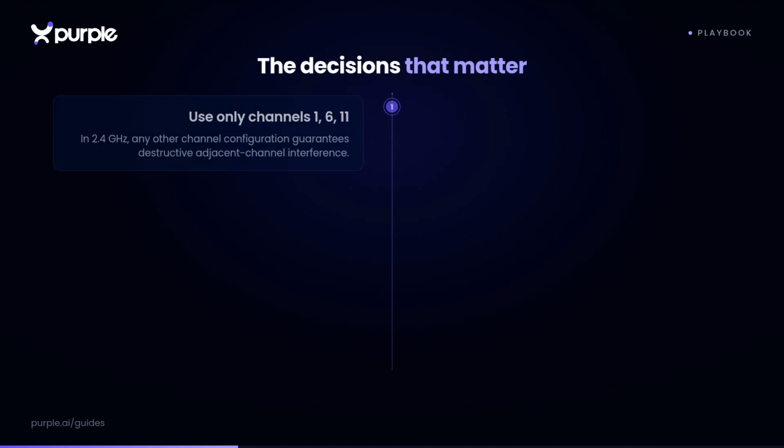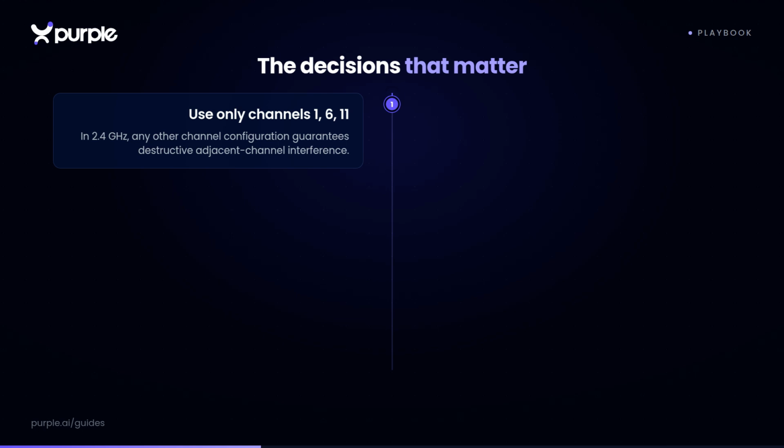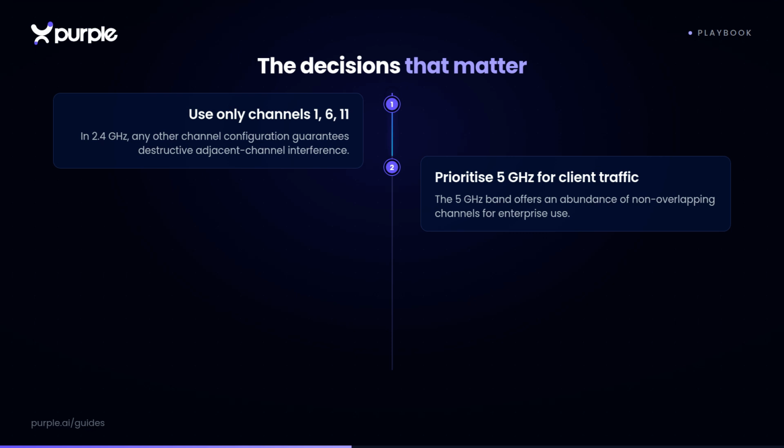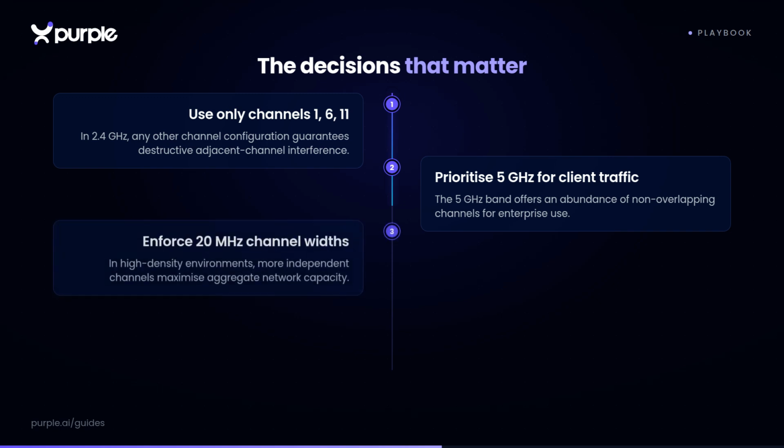First, in the 2.4 GHz band, strictly use only channels 1, 6, and 11 with 20 MHz widths. Any other channel configuration guarantees adjacent channel interference. Second, prioritize the 5 GHz band for enterprise client traffic due to its abundance of non-overlapping channels.